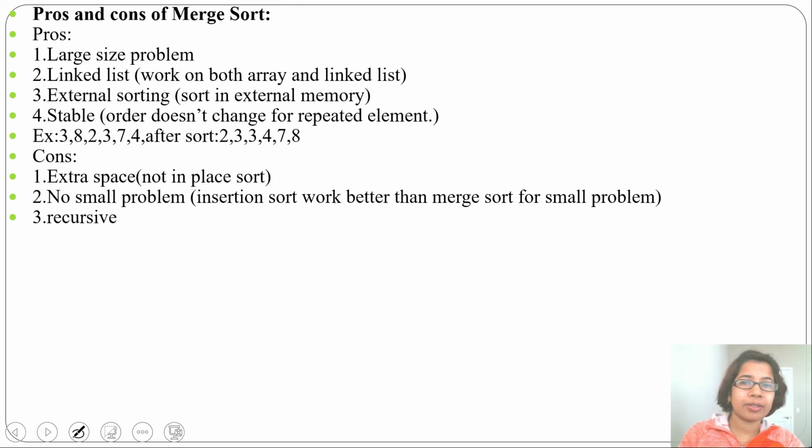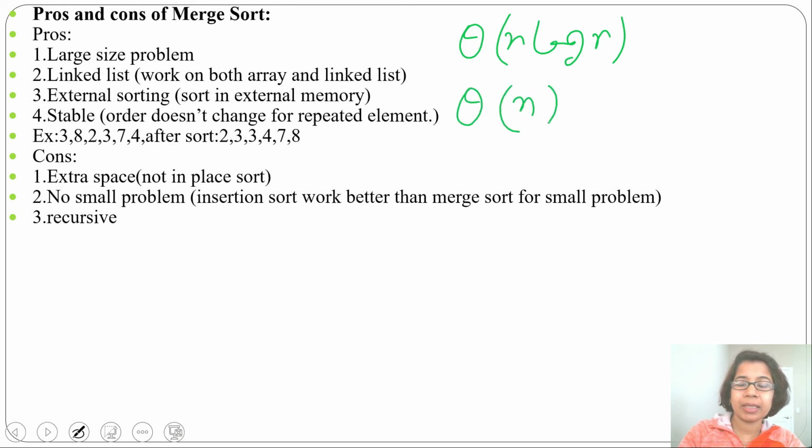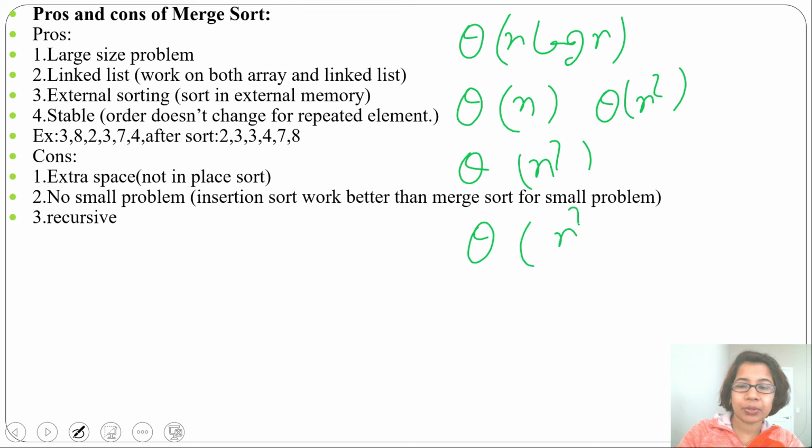In today's lecture, I discussed merge sort running time, two-way merge sort, and pros and cons of merge sort. So, what is the running time of merge sort? Theta of n log n for all best, worst, and average cases. I already discussed insertion sort. For insertion sort, running time is theta of n for the best case, and for the worst case it is theta of n square. For selection sort, it is theta of n square for all best, worst and average cases. For bubble sort, it is theta of n square for all best, worst and average cases.